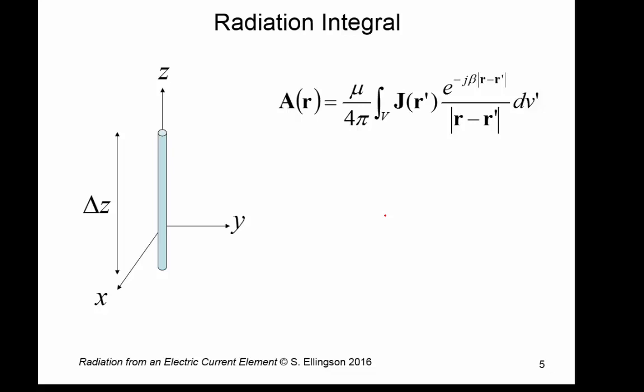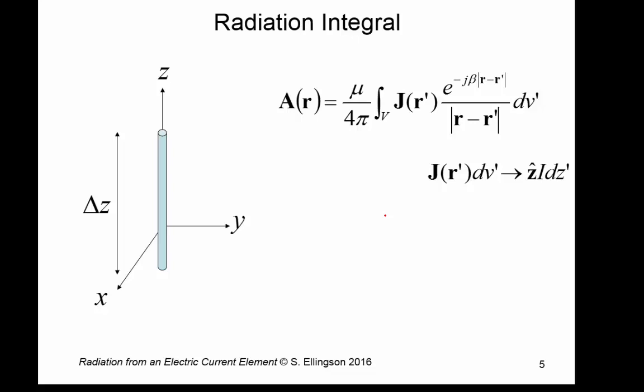So if we apply that to the problem here, on the left we see the problem statement. On the right we see the general expression for the magnetic vector potential. So the first step in this solution, we need an expression for the current distribution in this case.